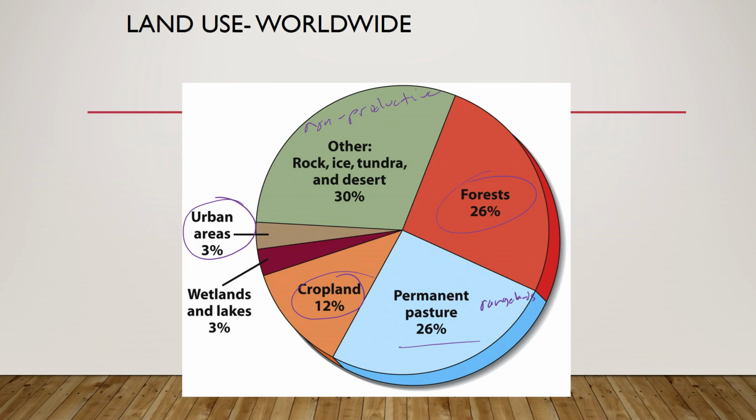Okay, so back when we did our ecological footprint calculation, right, it's this chunk of land right here that we are factoring in as potential land that can support human life. This rock, ice, tundra, and desert, non-productive land didn't factor into that equation. All right?